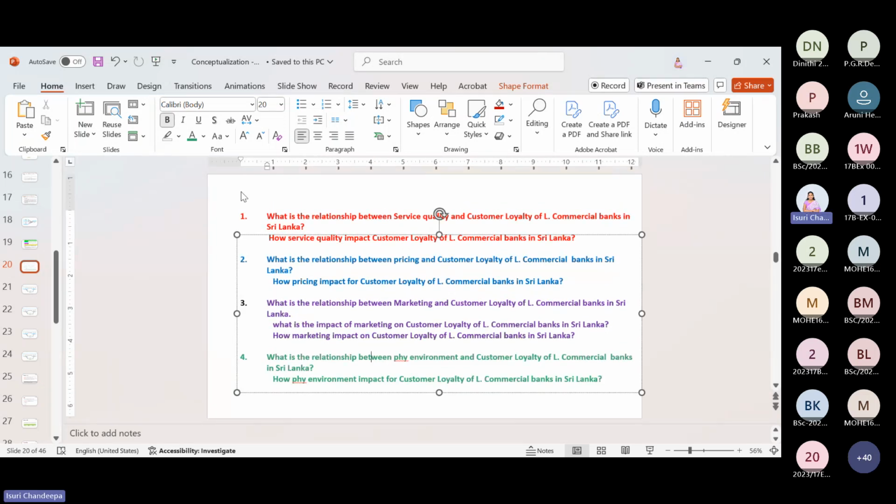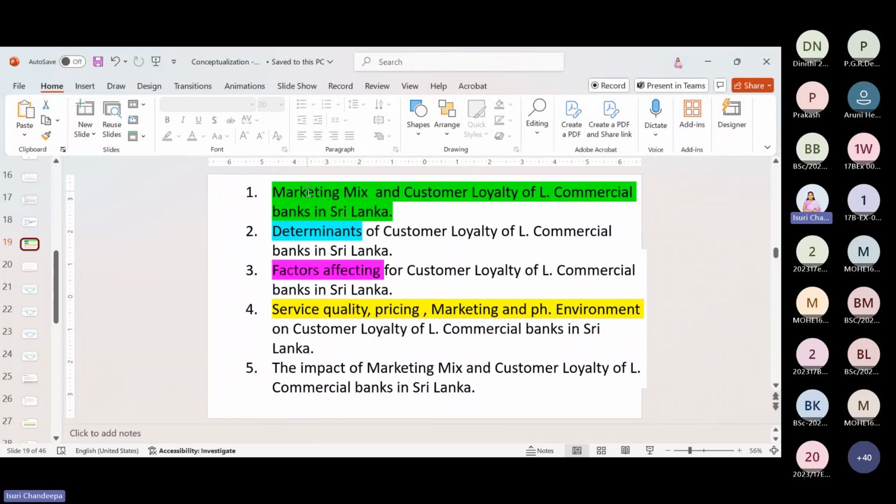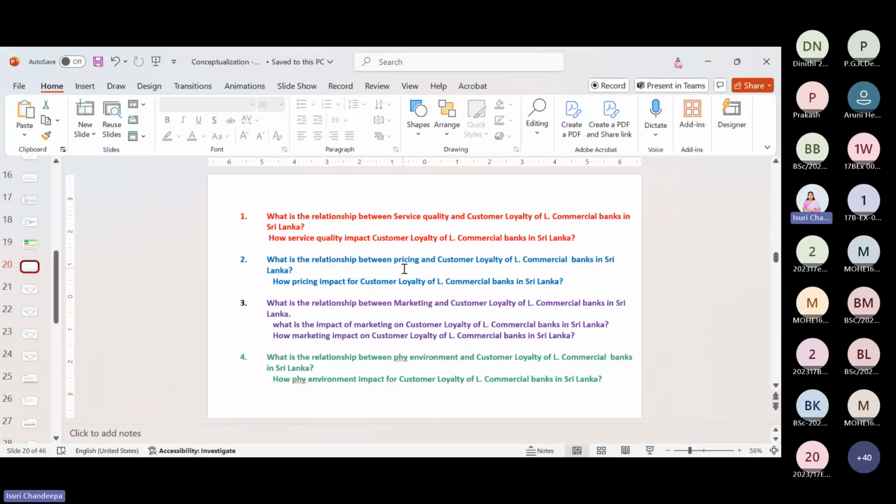So how many variables do we have as per the conceptual framework? Four. The first one, service quality, pricing, marketing, physical environment. These are the four independent variables. So what is our concept to reflect these four independent variables? That is the marketing mix, right? Now we have developed four research questions based on these four variables.